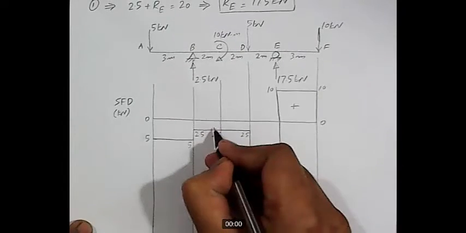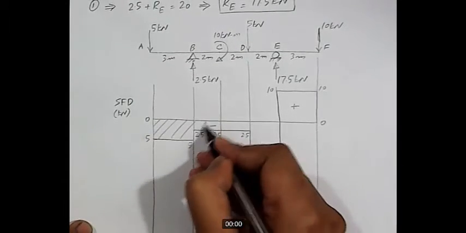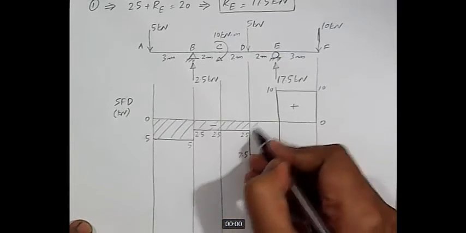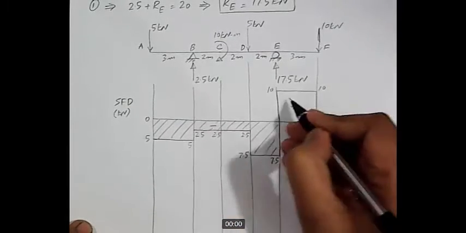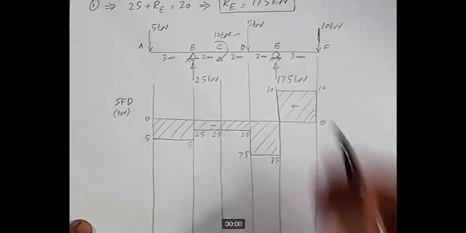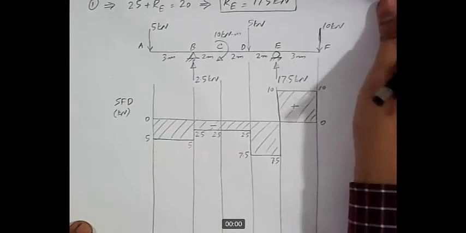Positive, and this part is negative. When we complete this problem, I will show you our previous solution as well, the diagrams that we plotted using the method of equation, and we will see whether we have got exactly the same diagram or not. So this completes the shear force diagram.